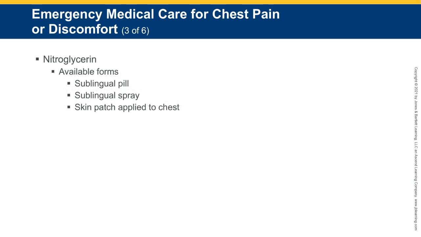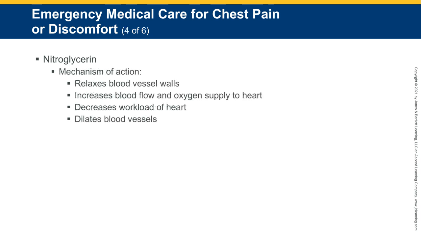Nitroglycerin is available in different forms, including sublingual tablets, sprays, and skin patches. It helps dilate blood vessels and improve blood flow to the heart. Nitroglycerin works by relaxing blood vessels, increasing oxygen supply to the heart, and reducing the heart's workload. This medication can significantly relieve chest pain if used correctly.